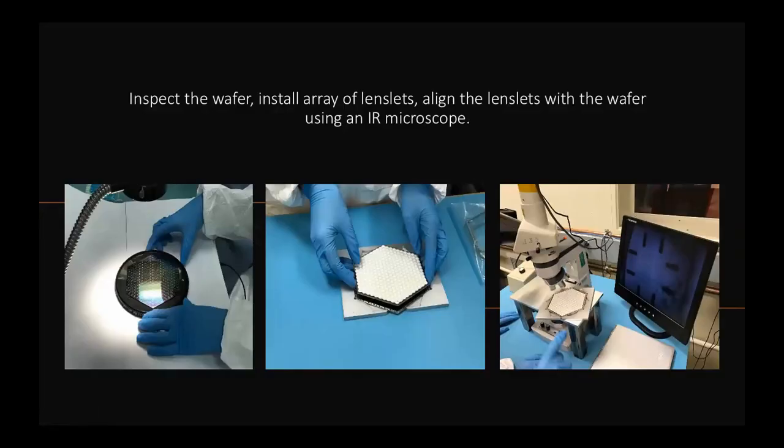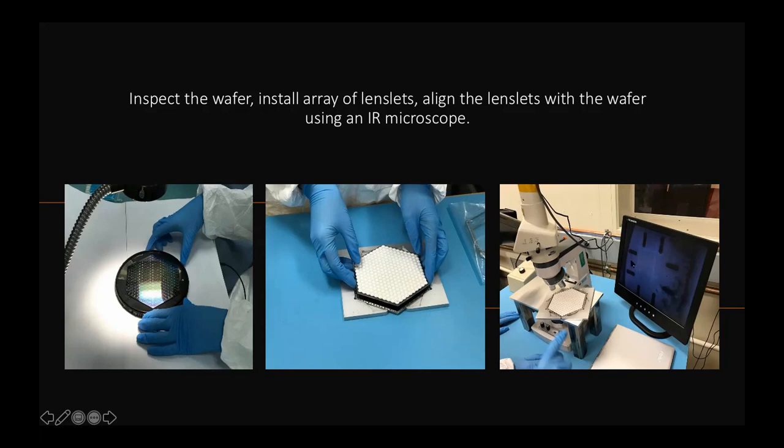Here's a little more detail about what you really do in the lab. This was part of my job. I would inspect the wafer under a microscope. I would put that lenslet array on top. And then I would need to align those two to make sure the lenslets really were right on top of each pixel, by aligning fiducials on each of the six corners of the hex wafer using an infrared microscope.